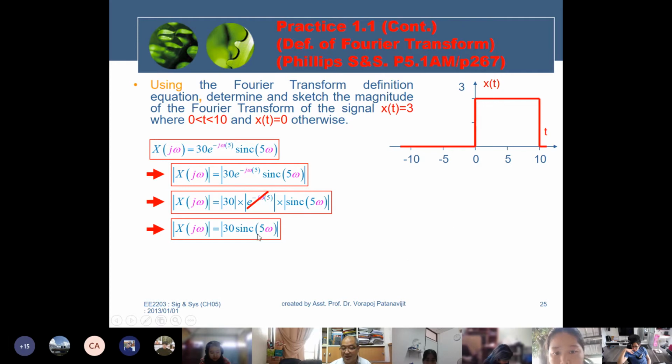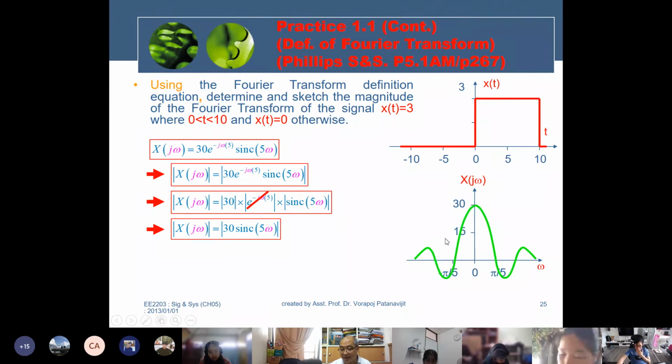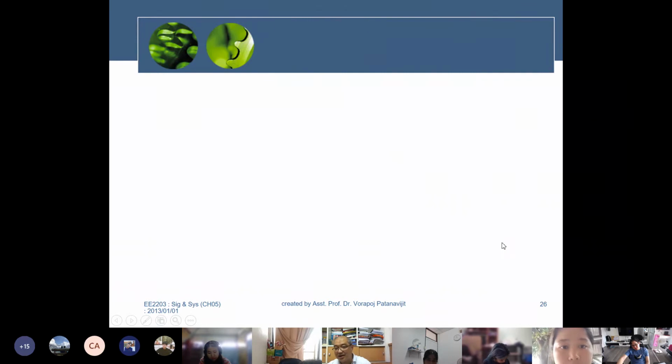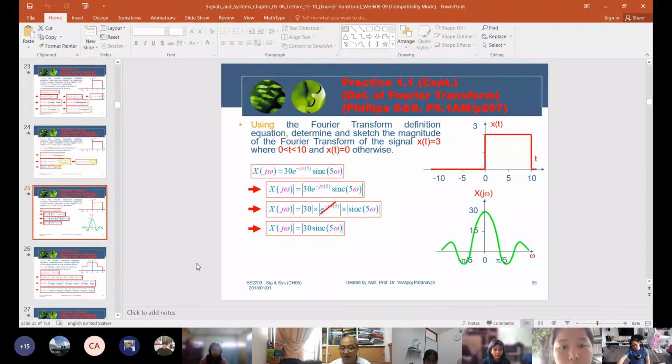The magnitude of the sinc function will be here. Taking the absolute value makes the negative parts positive, and the absolute value will be here. The next one is here, the second one. Take the exercise and try to do it. I will give you a solution next time.